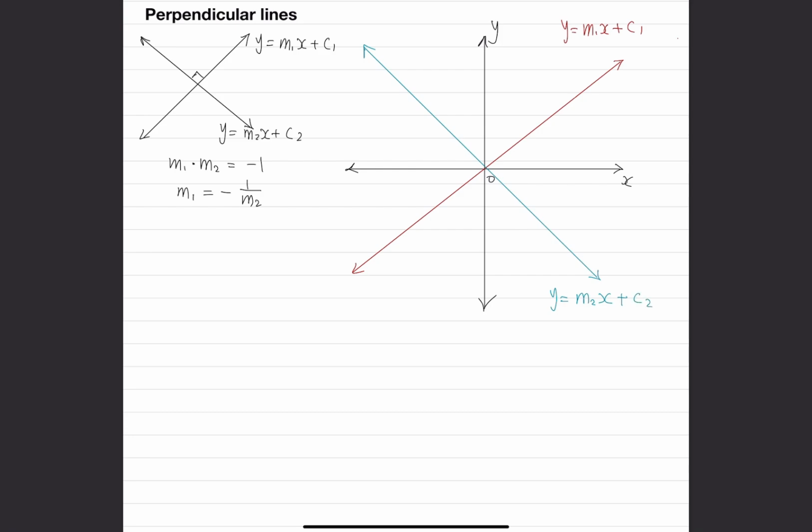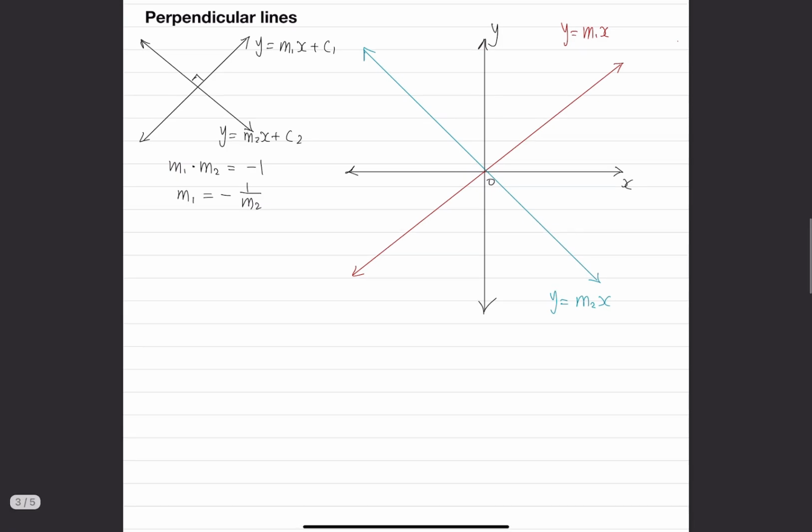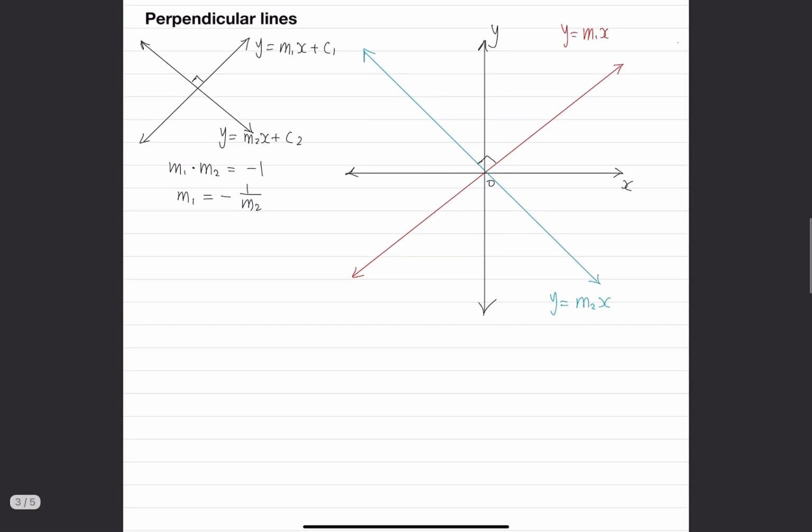Some of you have noticed that since both lines pass through the origin, that means they have 0 for the c's. So let's make life easier and just get rid of the c for now. Let's make a condition that these two lines are perpendicular. I'm going to mark this distance, and this distance is equal to the distance over here. So these two distances are equal. This is our condition.